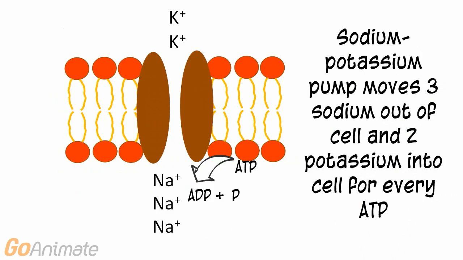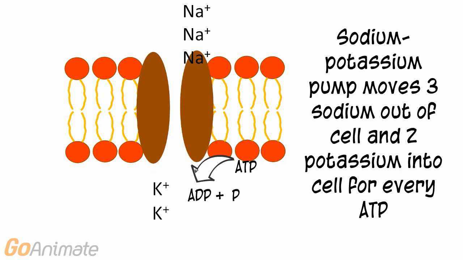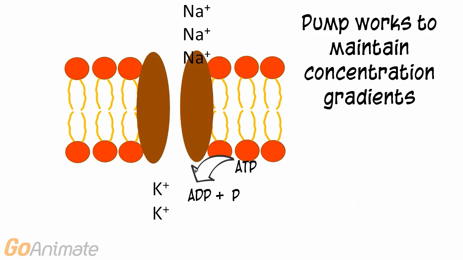An example of an active transport protein is the sodium-potassium pump. The sodium-potassium pump moves 3 sodium outside of the cell and 2 potassium inside of the cell for every molecule of ATP used. The sodium-potassium pump works to maintain concentration gradients.